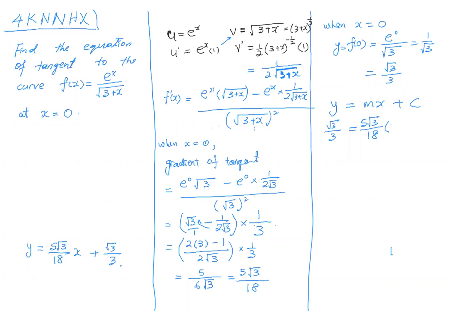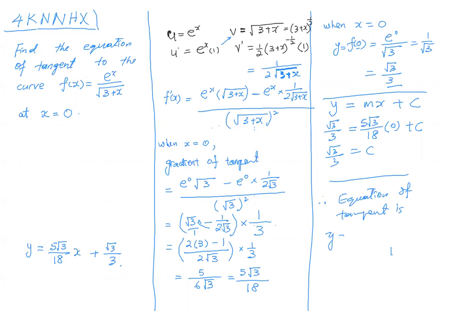If this step, whoever know that this is the y-intercept already, actually you don't have to do this step. I will not deduct your mark. So your c is root 3 over 3. So whoever didn't do this step, correct? Because when x equal to 0, this is your y. So this is the y-intercept already. So you can straight away write, therefore, equation of tangent is y equal to the gradient times x plus the c.